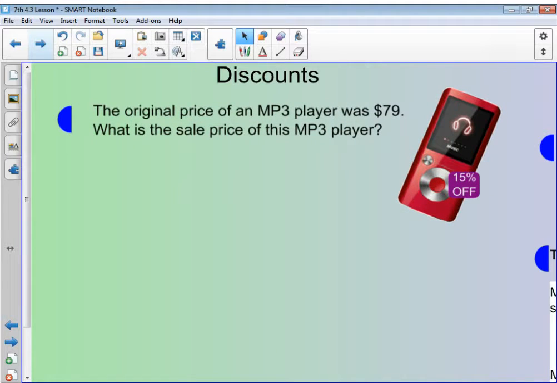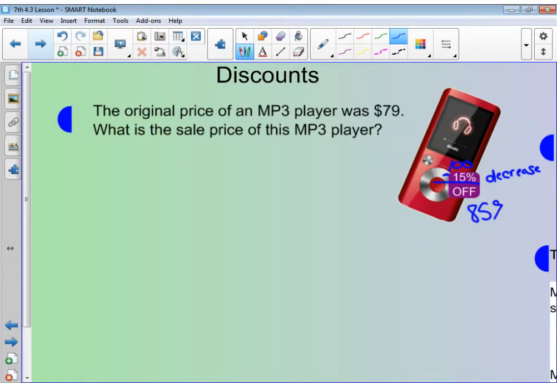The original price of an MP3 player was $79. What is the sale price of this MP3 player? We've got 15% off, so that would be a decrease, a discount. My new percentage would be 100 minus 15%, which gives me 85%. So I'm going to pay 85%. One method, I could do 0.85 times $79.